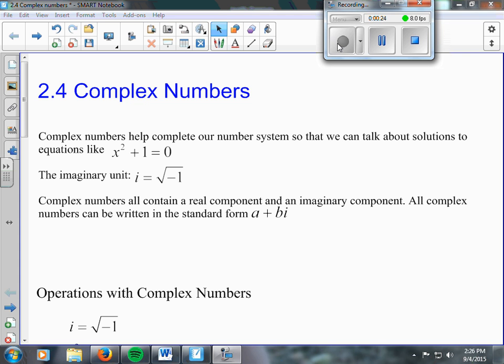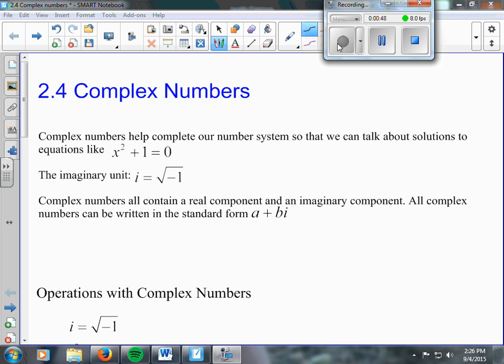This is something that you've talked about before. So everything we learn today is actually something that you have learned before, so I'll review. Okay, so what are complex numbers? They're numbers that help complete our number system. They're not real numbers. Real numbers are also complex numbers, but we're just going to add some numbers into the real number system to get the complex number system.